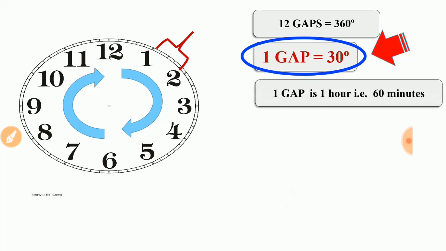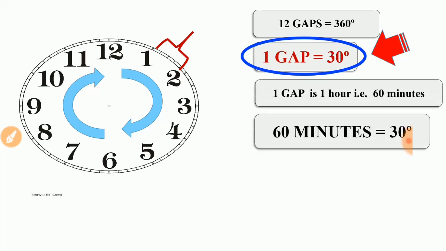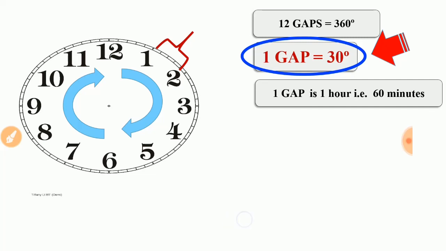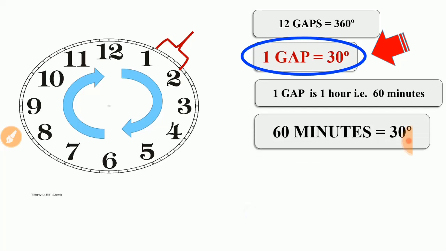Second point. As we all know, one gap means 1 hour. So 1 to 2 or 2 to 3, 3 to 4, each represents 1 hour. So one gap is 1 hour. So 1 hour means 60 minutes. So we can say that one gap is 60 minutes. We already found that one gap is 30 degrees. That means 60 minutes is equal to 30 degrees. So what is the gap between 1 and 2 and 2 and 3? The gap is 30 degrees.